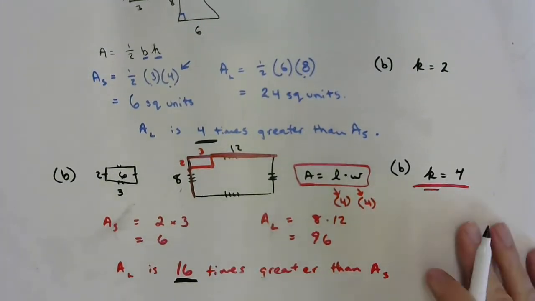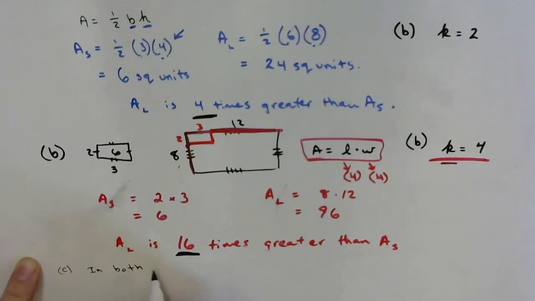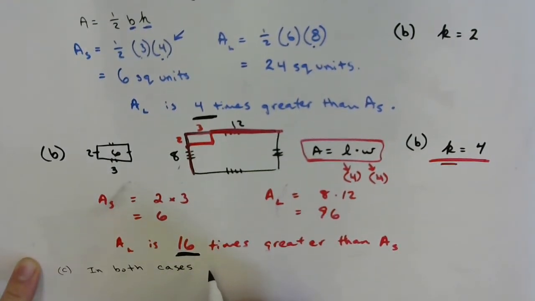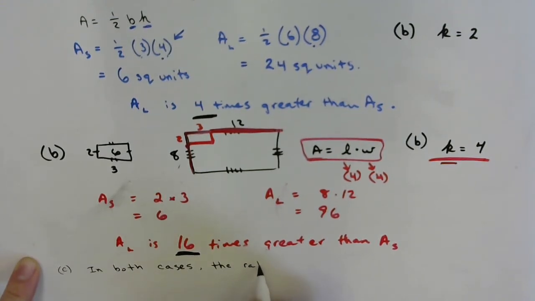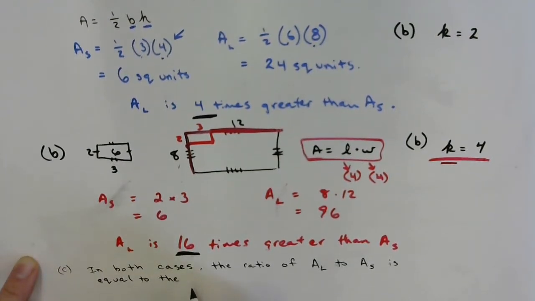So just to wrap up this example before we go to our specific note, we can say for C, in both cases, the ratio, let's use our symbols, A sub L, the area of the larger figure, to A sub S, the area of the smaller figure, is equal to k squared.